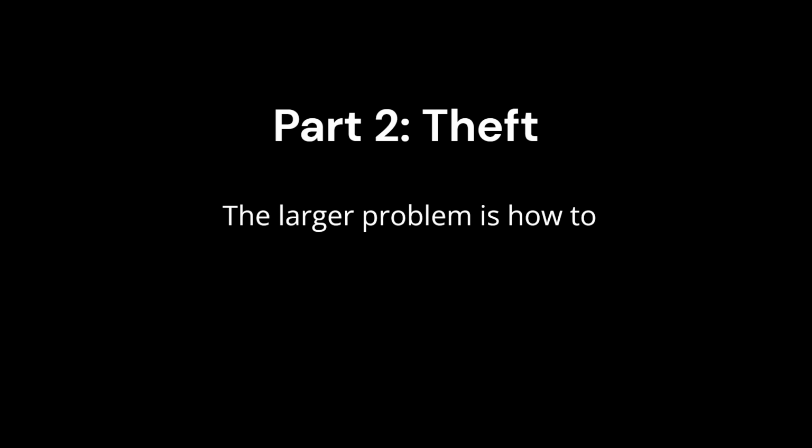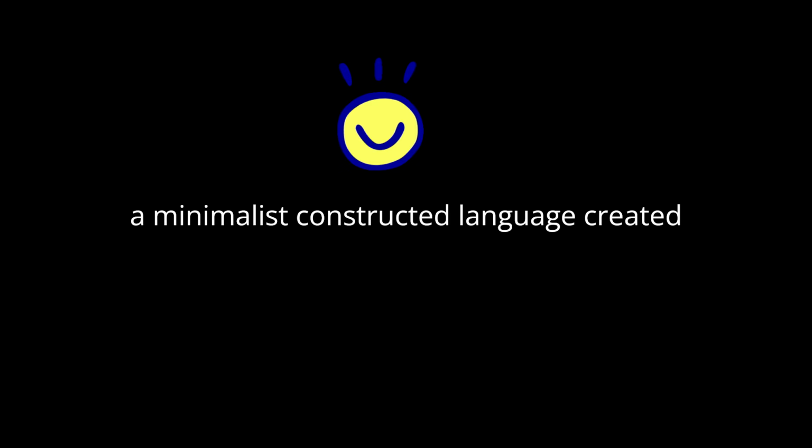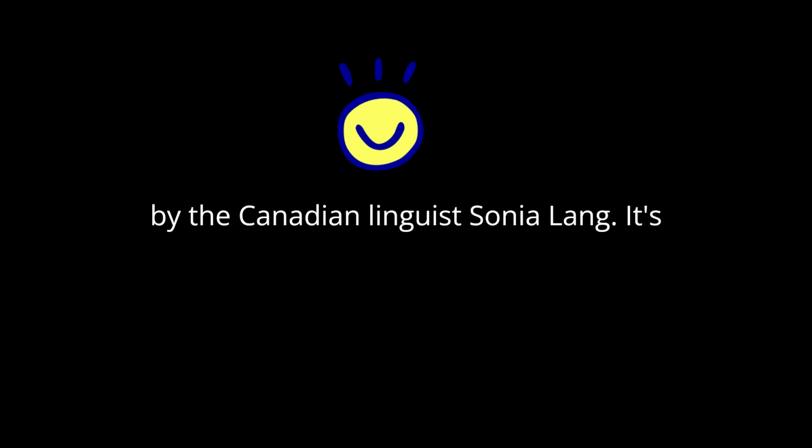Part 2. Theft. The larger problem is how to create a language using only a maximum of 258 words. Luckily, people have already went out of their way to create languages with very restricted vocabulary. Pona is a minimalist constructed language created by the Canadian linguist Sonia Lang. It's very easy to learn compared to natural languages, has a surprising degree of versatility in communicating about most subjects, and it has a vibrant community of speakers.